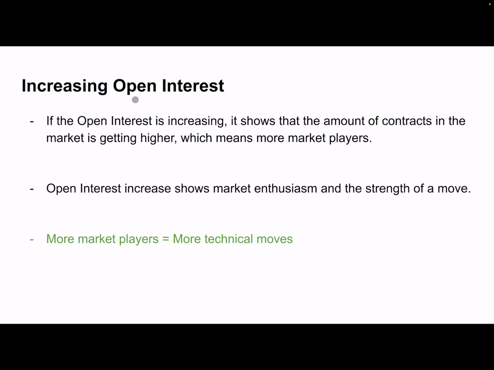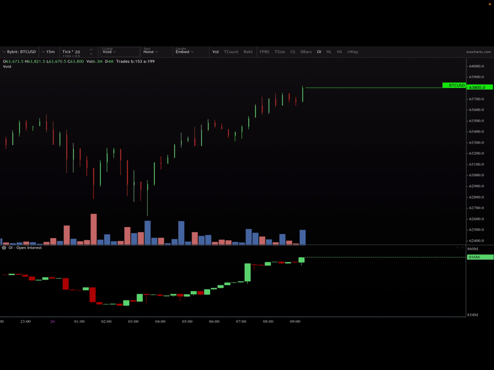But the first thing we have to understand is that increasing open interest shows that the amount of contracts in the market is getting higher. Just as I explained a couple of minutes ago, what that means is the market players are showing enthusiasm and strength. Because if we are going higher and the market players are increasing as well, it shows me that the market is accepting higher levels. And when there are more people in the market, the moves will be more technical as well. So here you can see the price pushing higher from 62,700 to 63,800, a $1,000 move.